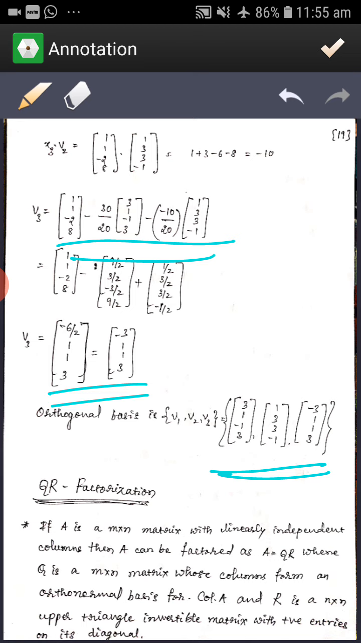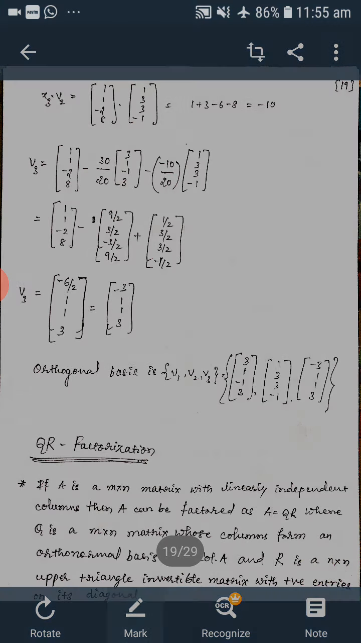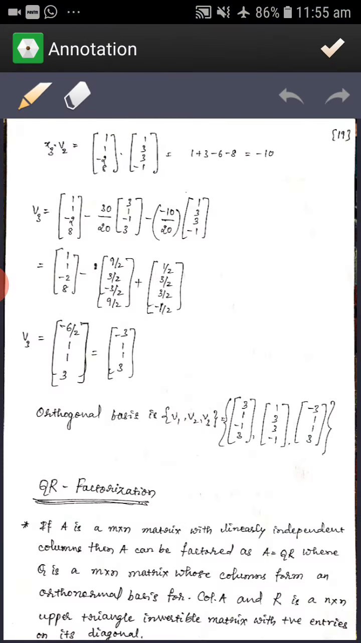After calculating orthogonal and orthonormal bases, there is one more topic here that we call QR factorization.